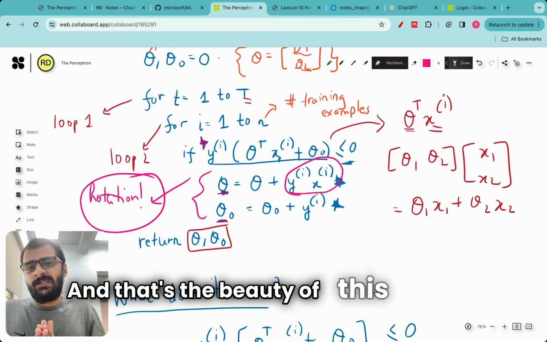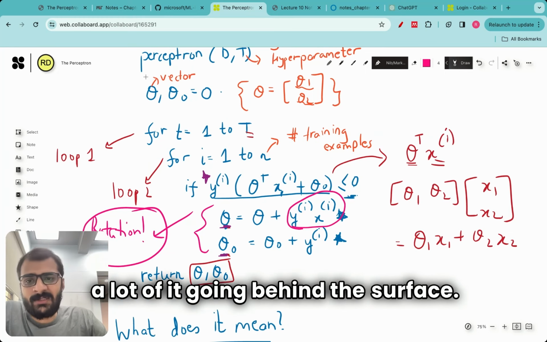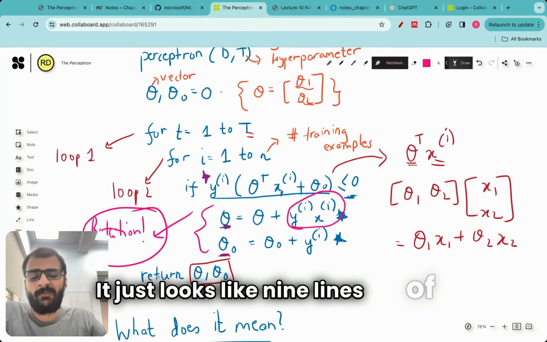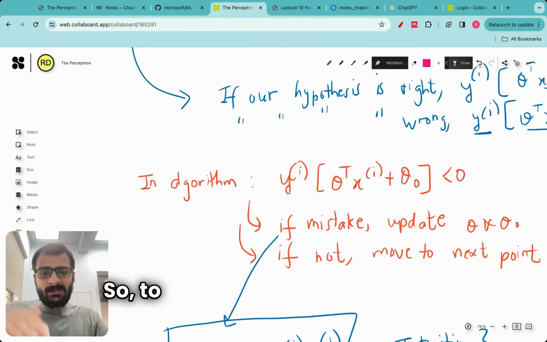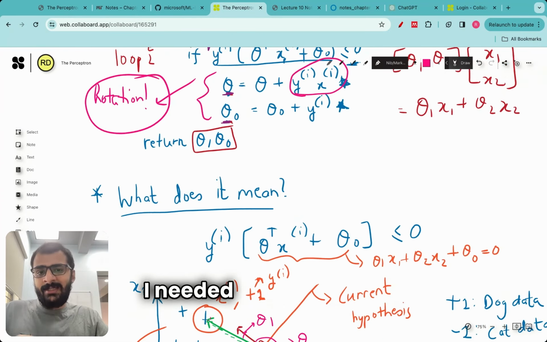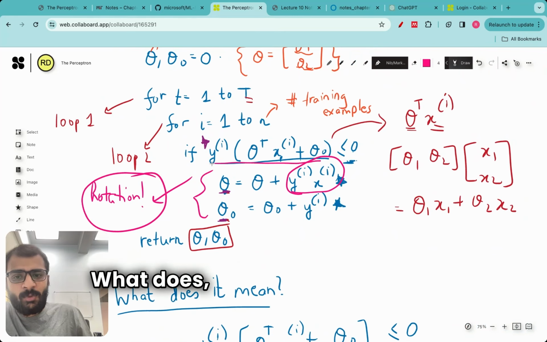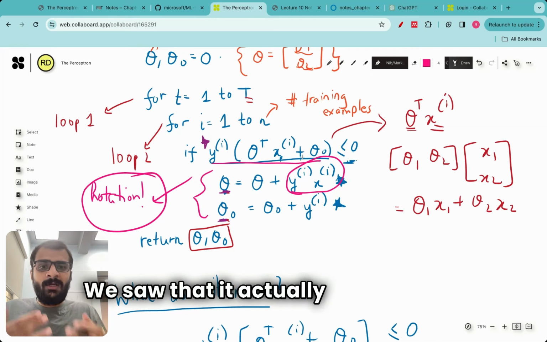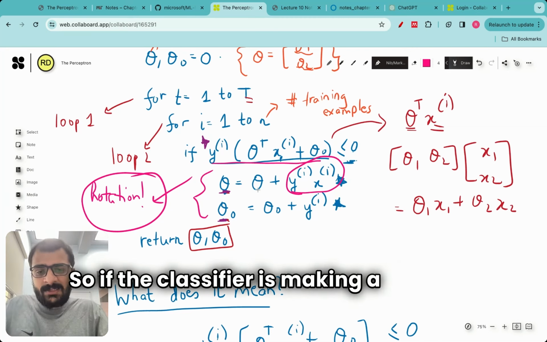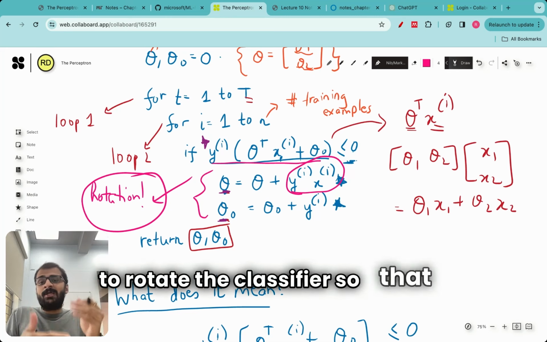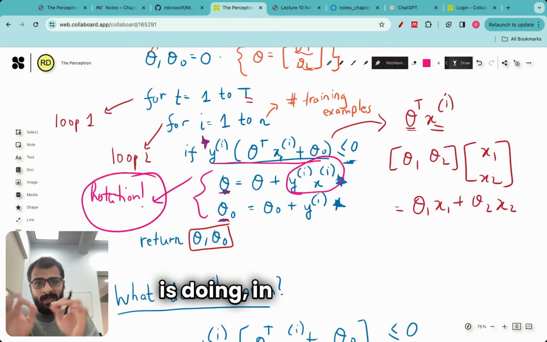And that's the beauty of this algorithm. If you really try to understand it, there is a lot going on behind the surface. It just looks like 9 lines of code, but this lecture is now more than 1 hour. To explain every single thing, I needed this much time. First we needed to understand this step. What does this product mean? We saw that it actually corresponds to the classifier making a mistake. So if the classifier is making a mistake, we need to rotate the classifier so that the mistakes are corrected. This is what the perceptron algorithm is doing in a nutshell.